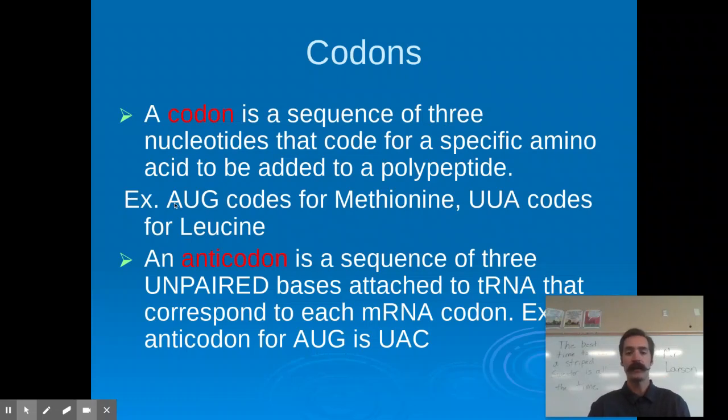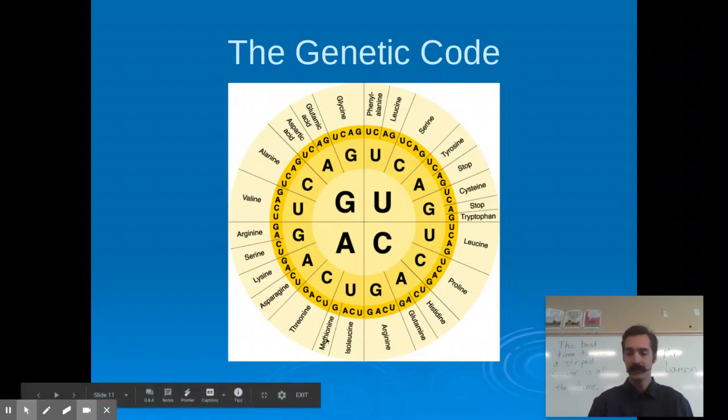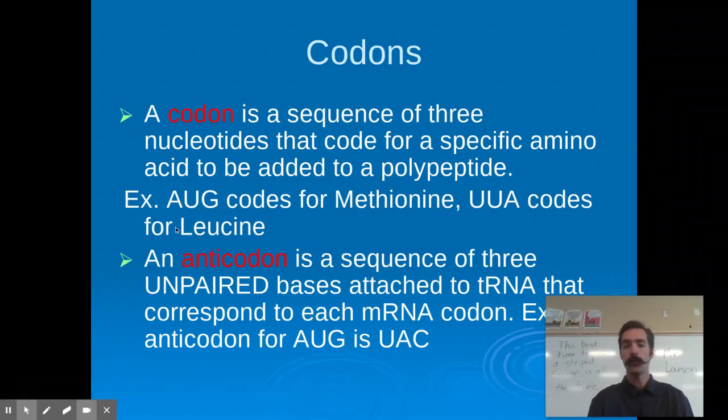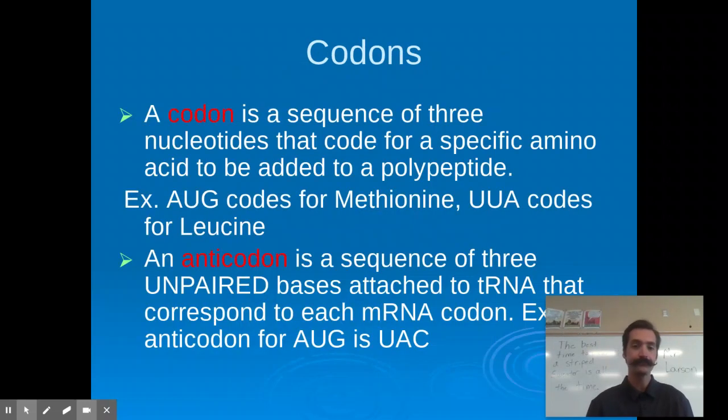So let's say we have AUG. AUG codes for what is called methionine. If we go back to our genetic code wheel here, we go to AUG. Look at that, methionine, just like what it says here. So UUA codes for leucine. So let's go back to our wheel. UUA, leucine, right there on the end of the wheel. So that's how we know that is the amino acid that binds to the mRNA in the ribosome.